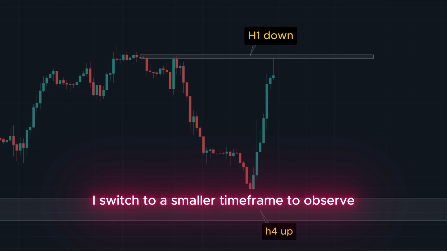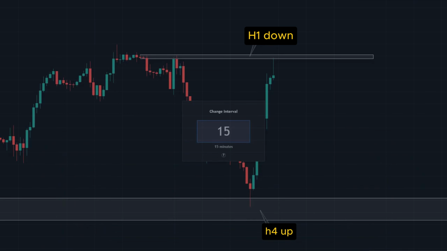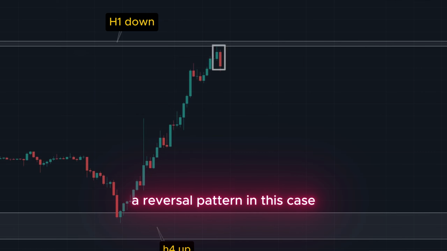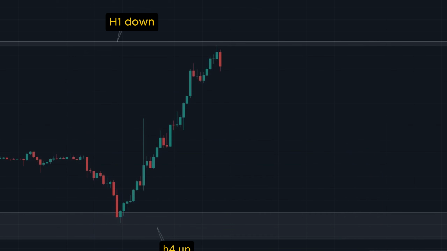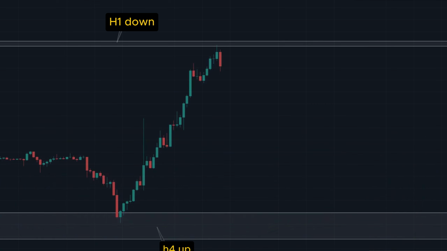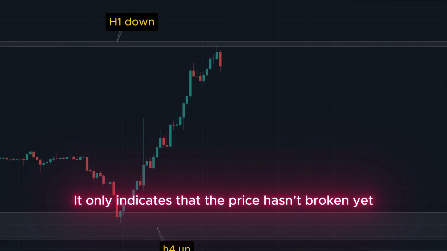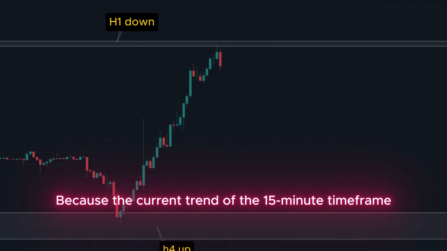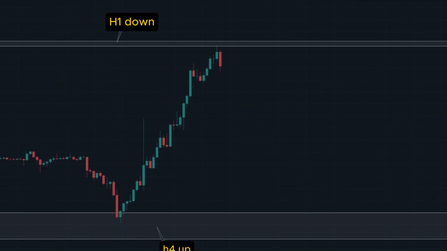I switched to a smaller timeframe to observe. The price now has touched the key level of the 1-hour timeframe. An engulfing pattern appears, a reversal pattern in this case, but this reversal pattern doesn't indicate that the price won't break through the key level of the 1-hour timeframe. It only indicates that the price hasn't broken yet, not that it won't break. Because the current trend of the 15-minute timeframe is an uptrend.